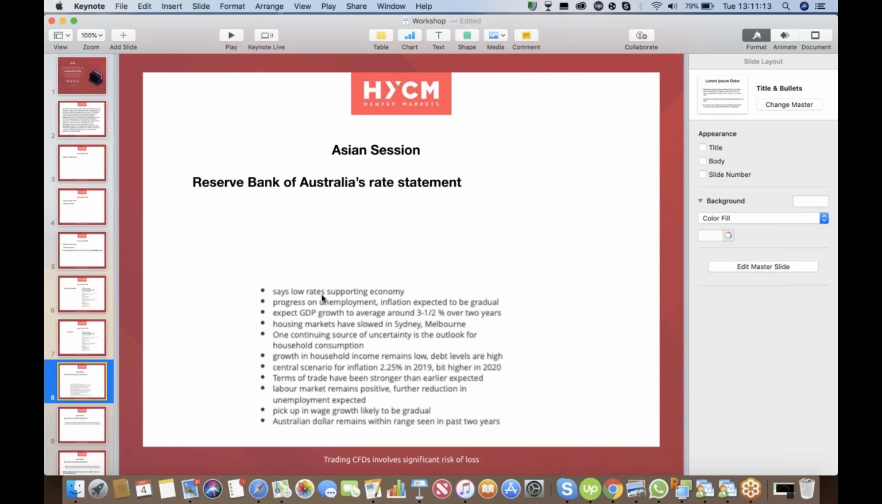He was saying that the low interest rates are supporting the economy, that they have made progress on unemployment, expecting inflation to rise gradually. We'll come back to that in a moment. Expecting GDP growth to average about 3.5% over 2 years. Noticing that the housing markets have slowed in Sydney, Melbourne. That is a cause of concern for the Australian economy. Also, uncertainty outlook for the household consumption.